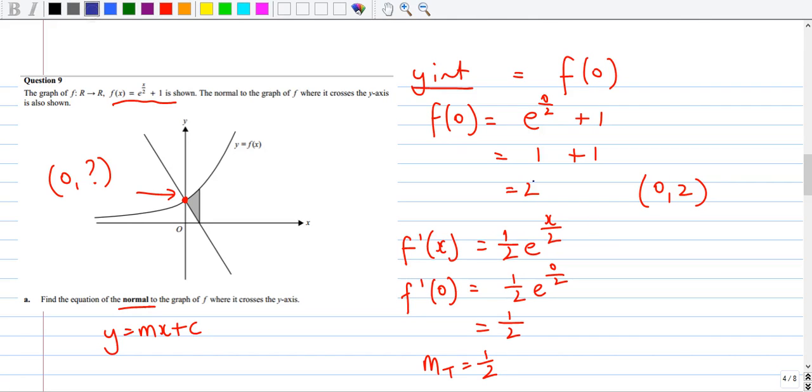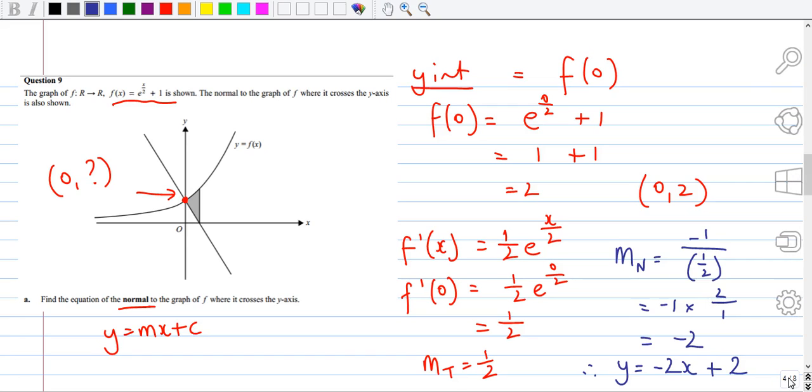The gradient of the normal is negative 1 on the gradient of the tangent, which is negative 1 times 2 on 1, which is negative 2. So therefore, the equation of the normal is y equals negative 2x plus 2. And that is the equation there of the normal. So again, using some differentiation there, identifying the coordinates of the common point, recognizing the normal as being a straight line, those are some of the strategies we used for that question.